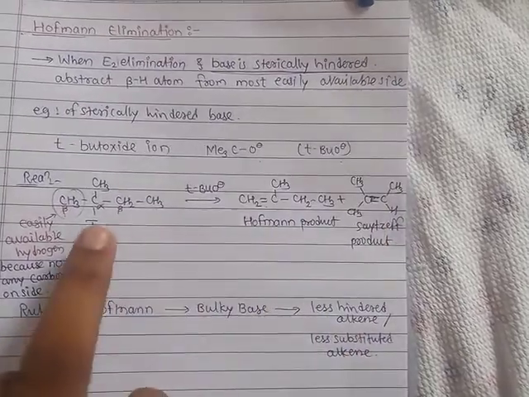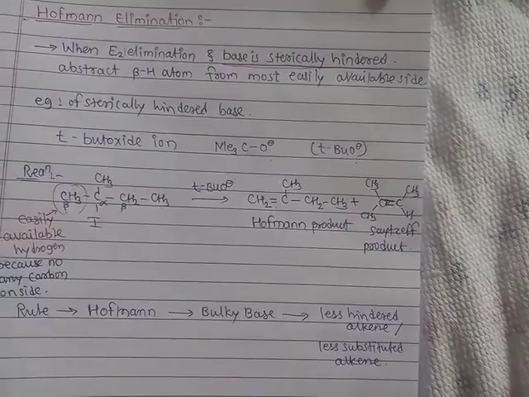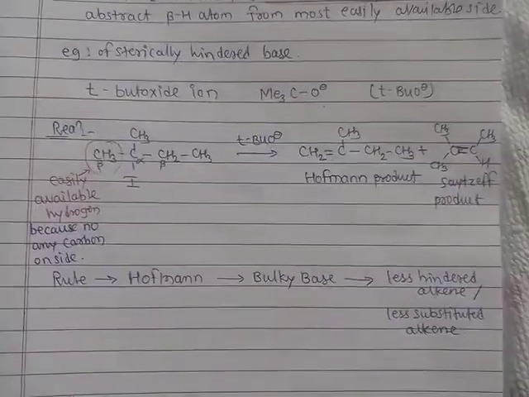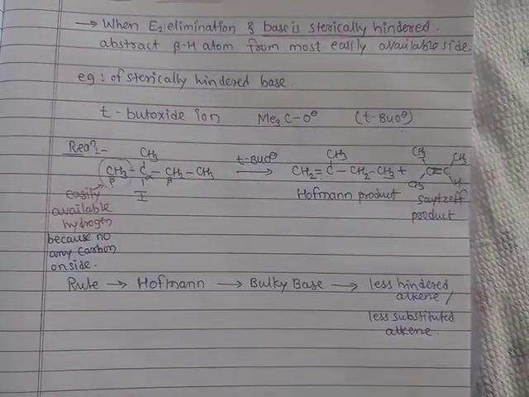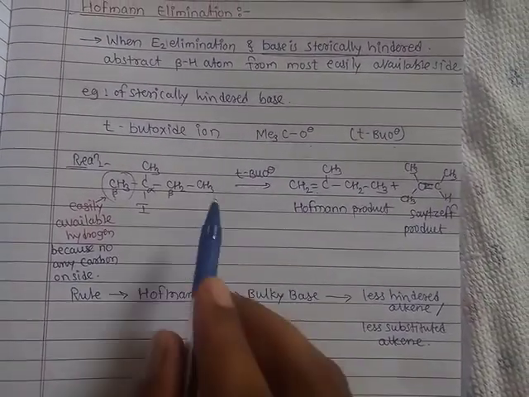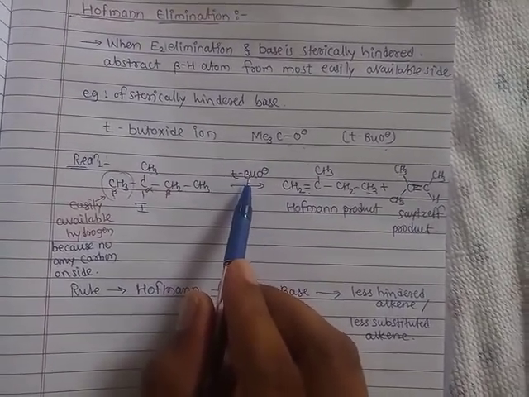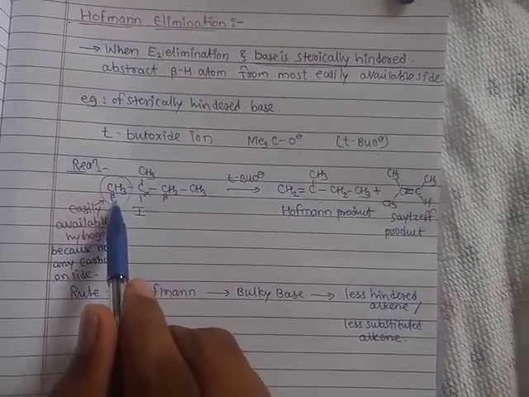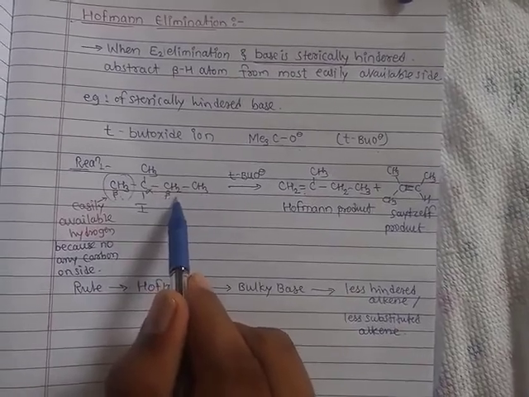Why does Hofmann elimination give the less substituted alkene? Because in Hofmann elimination a bulky base is used. Because of that, it will abstract a proton from the easily available site. Why is this the easily available site of proton rather than this?